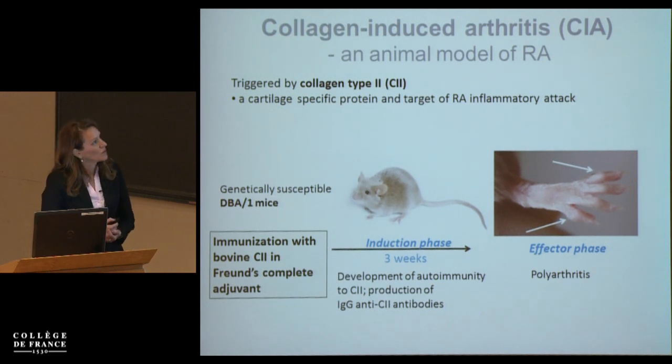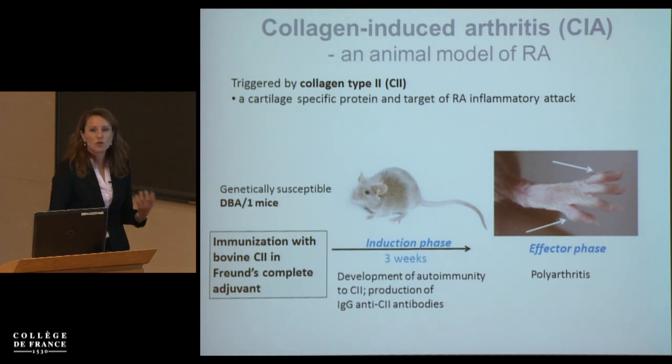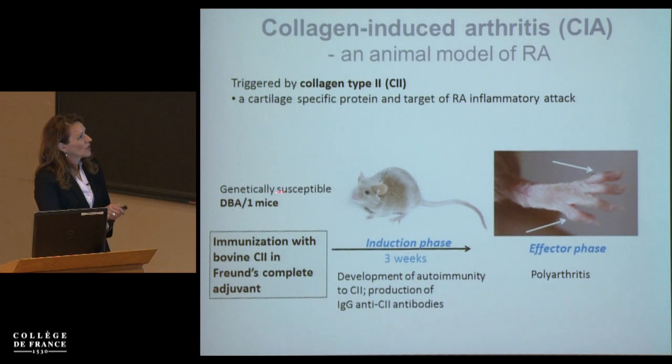If you use that protein together with an adjuvant, which is a strong immune stimulator, you can induce arthritis in mice. The mice need to have a certain genetic background. In this case, we use DBA1 mice. Then we immunize the mice with the collagen in Freund's complete adjuvant, and then there is an induction phase. In this induction phase, you don't see any clinical manifestation. They don't have any arthritis.